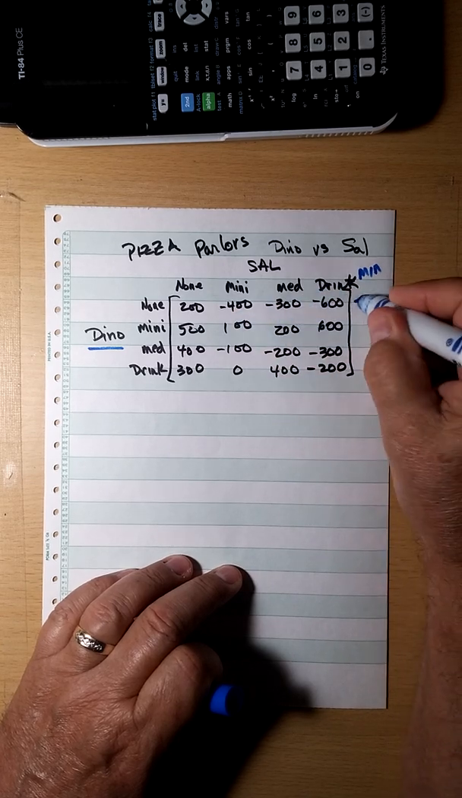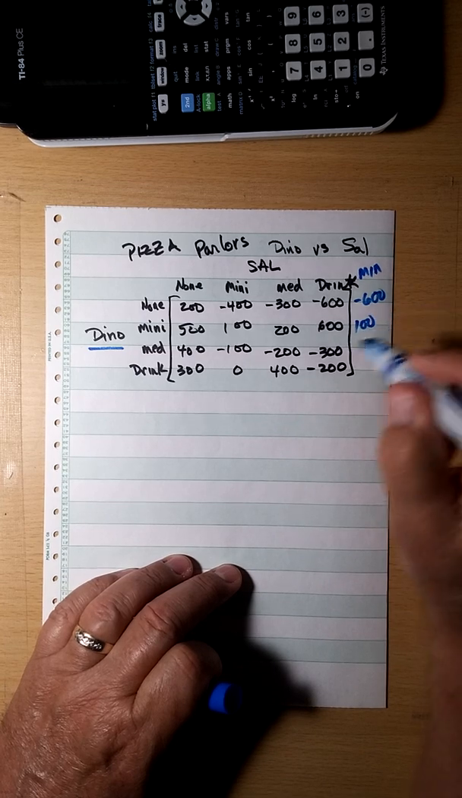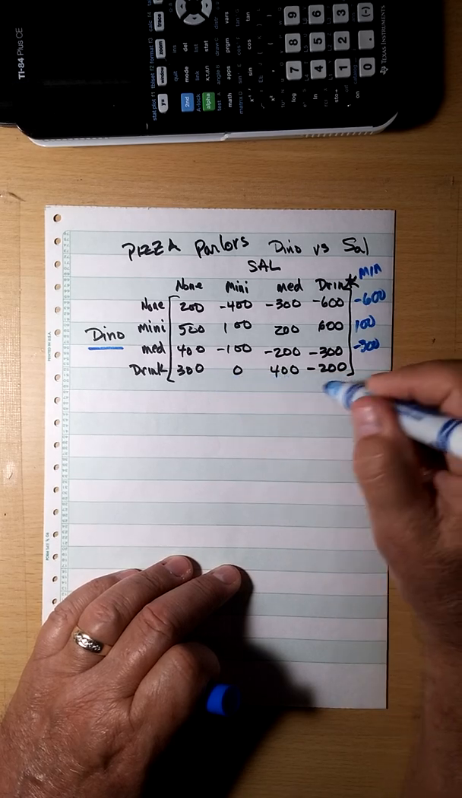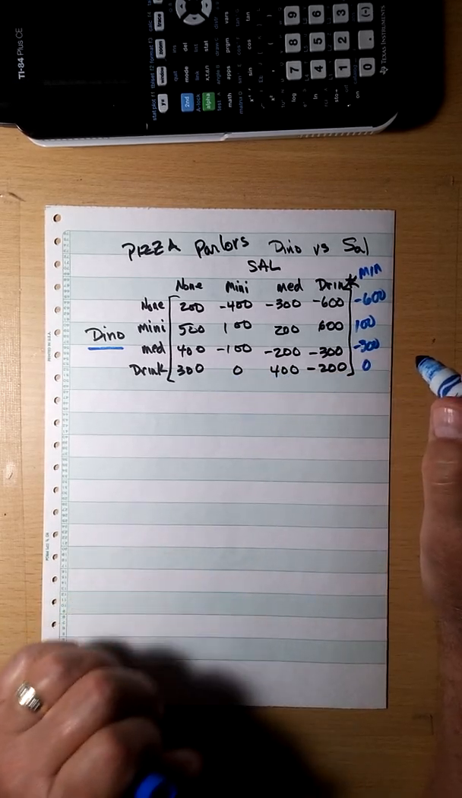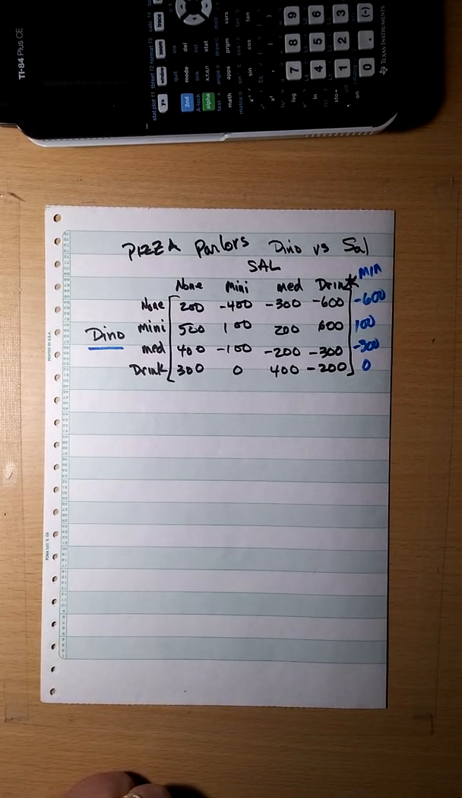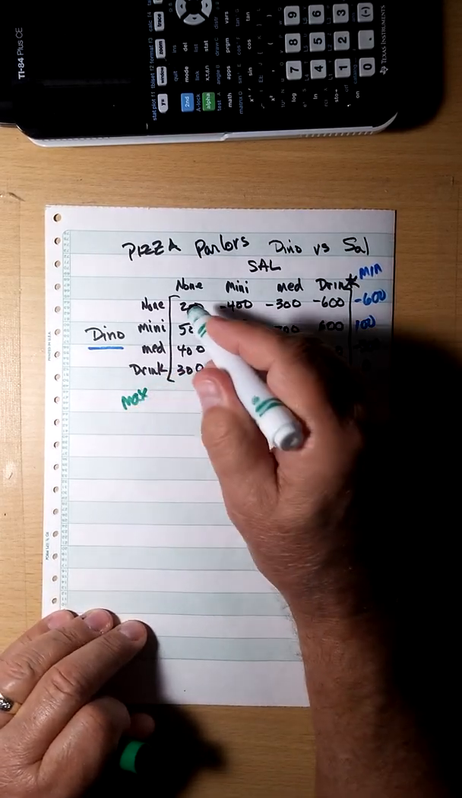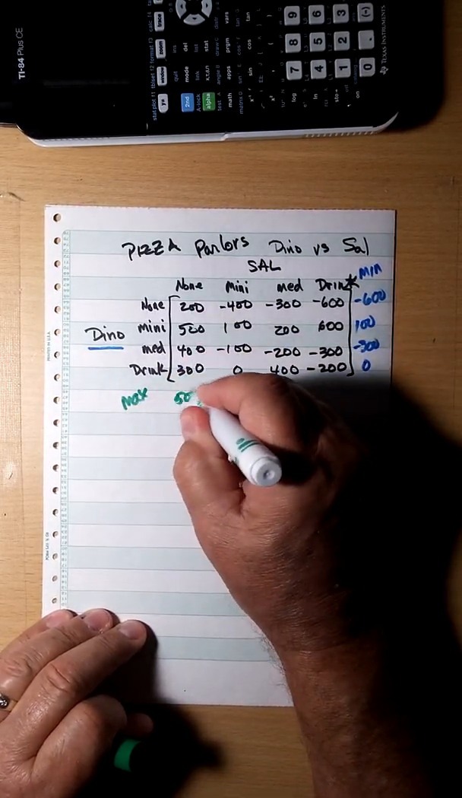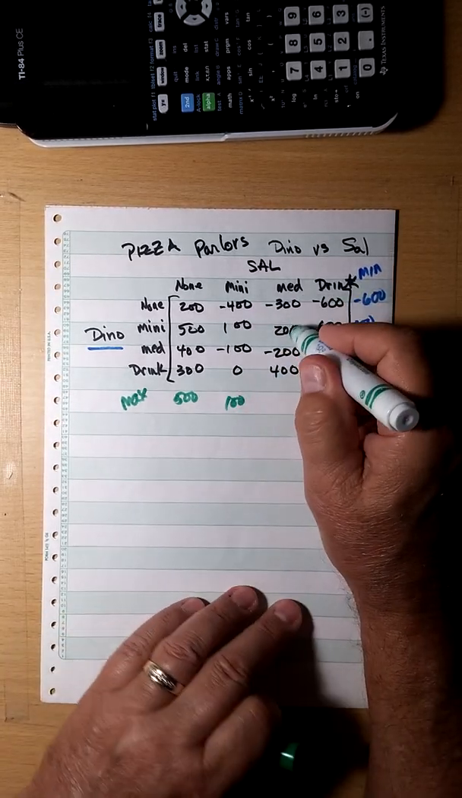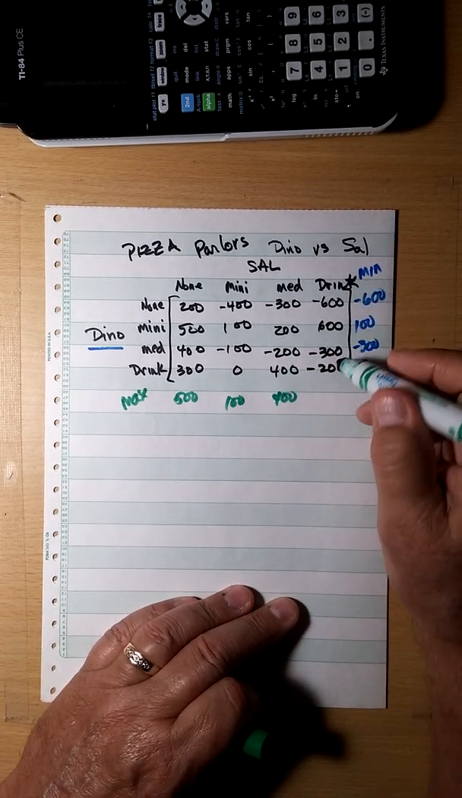For this row, negative 600. For this row would be the 100. For this row, negative 300. And for this row would be the 0. For the maximums for the columns, this column maximum would be 500. This column maximum is 100. This column maximum is 400, and this column maximum is 600.